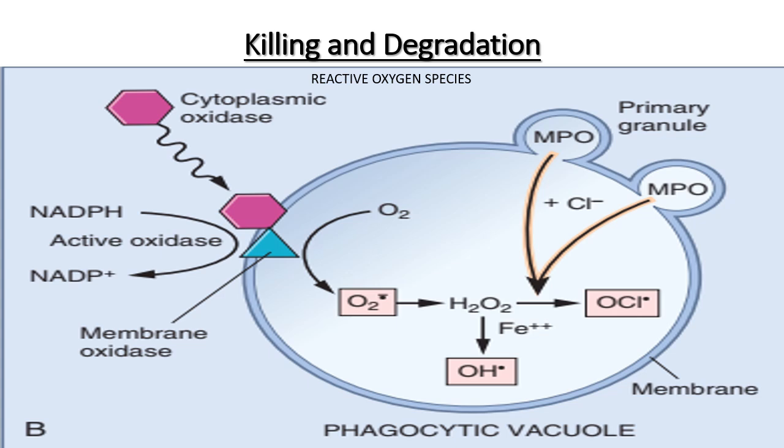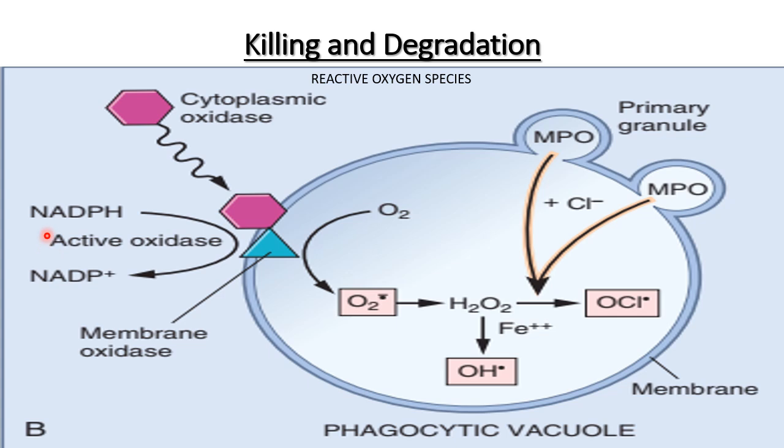So this oxidase enzyme is a multi-component enzyme whose components are spread in the cytosol of the leukocyte, and it is only after formation of the phagocytic vacuole that the components of this enzyme assemble inside this vacuole and then start carrying out its function.